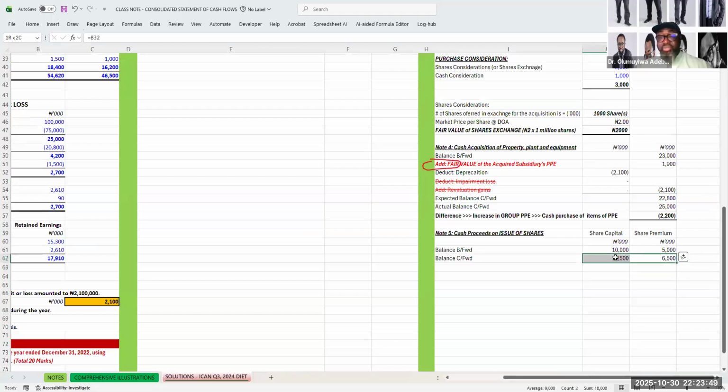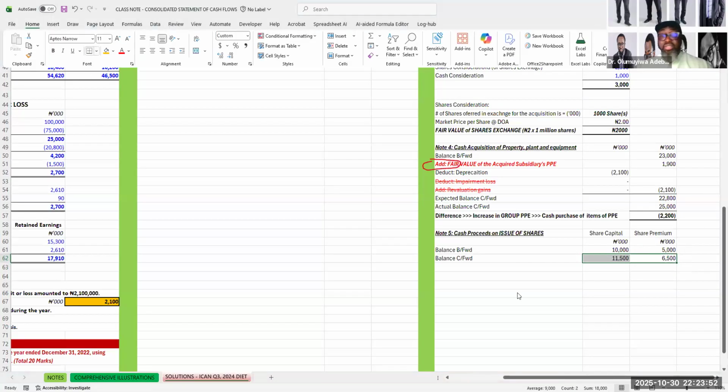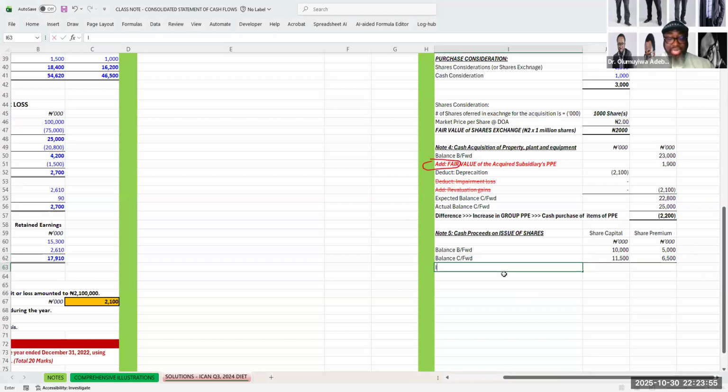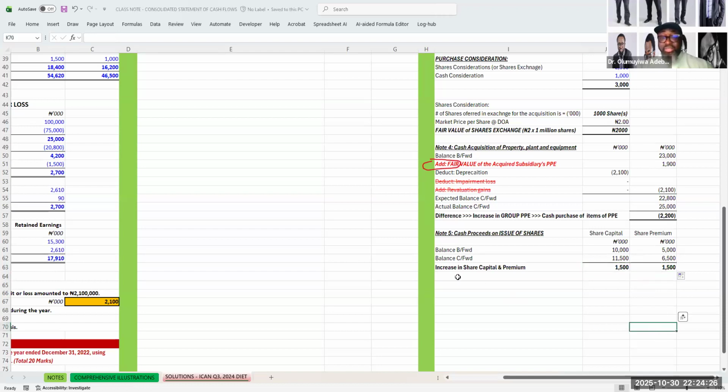Now let us look for the difference. We had an increase in share capital and premium. How do I know? At the end, for share capital, 11.5 is greater than 10 million. By how much? 1.5 million. Similarly, for share premium.